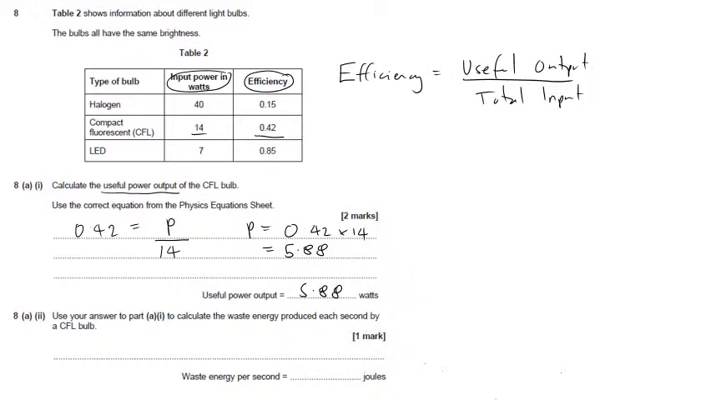In part 2, it asks us to calculate the waste energy produced each second. Well, for this you need to recognise that power is energy produced per second, or energy converted per second. So what this is really asking us is what the waste power is. If we know the input power is 14 and 5.88 watts are converted usefully every second, then that input of 14 minus the useful must be what's wasted. And so that 14 minus 5.88 is 8.12. And that's 8.12 watts, which means joules per second, which is what the question is asking for.